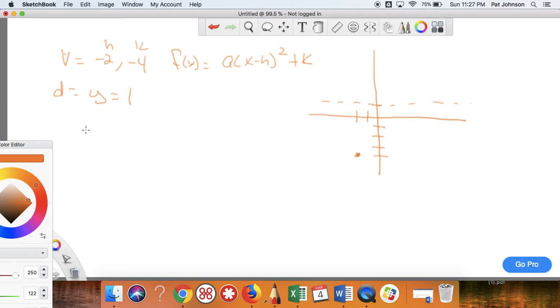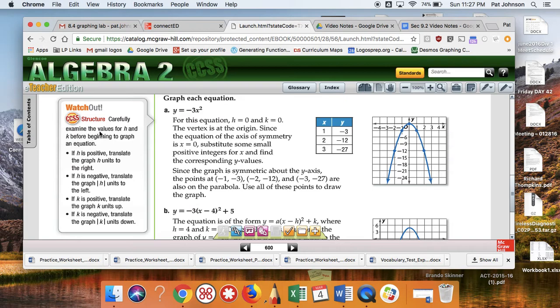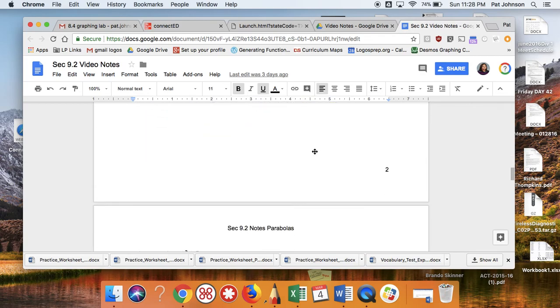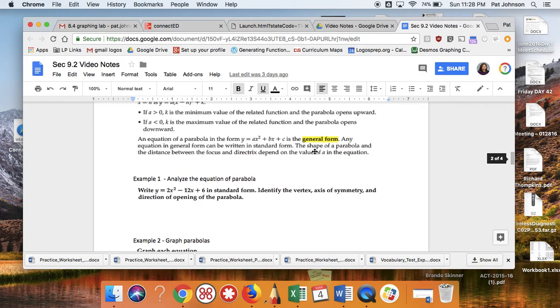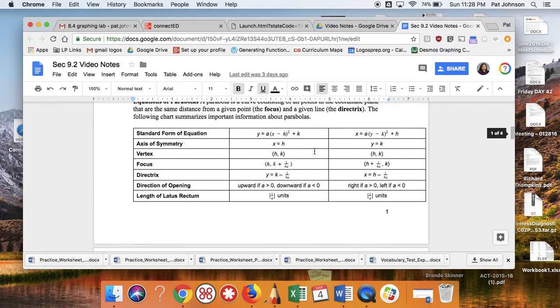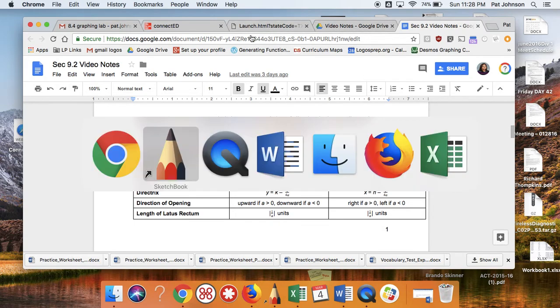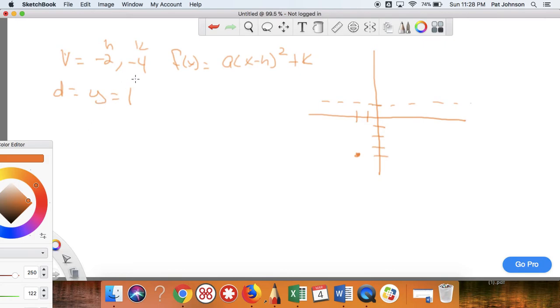Now, how do you find the directrix? Go back to your formula chart, and if you look in the book or on the video notes, I have it here for you. Let's find that box right here. So we know it opens up or down, so our directrix is y equals k minus 1 over 4a. So let's go back to that and say k is negative 4.